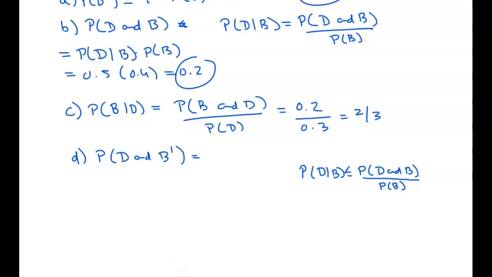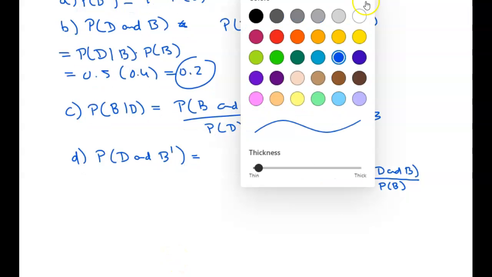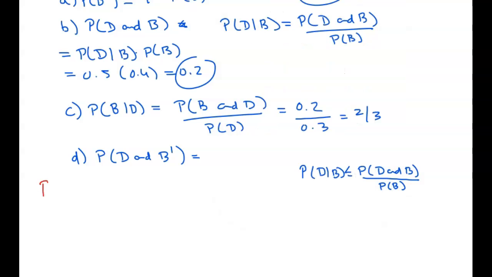Alright, now what we need to use here is that the probability of D and B plus the probability of D and B prime is equal to the probability of D. Right, so basically the probability of D and B happening plus the probability of D and B prime happening is just the probability of D happening. Alright, so we can solve for this.